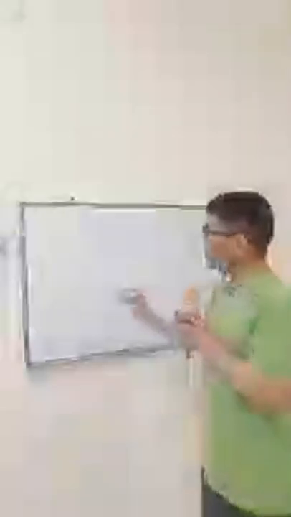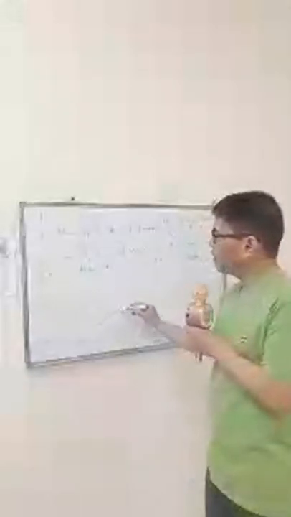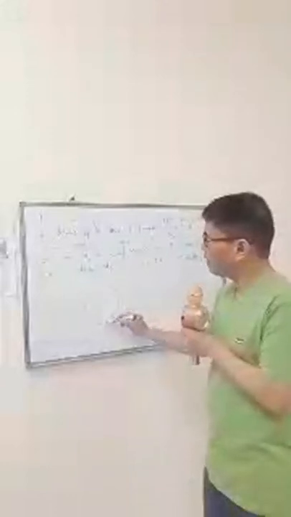So again, the wheel is a circle. The tire of a car is a circle. Okay, and the rubber is black in color, right?